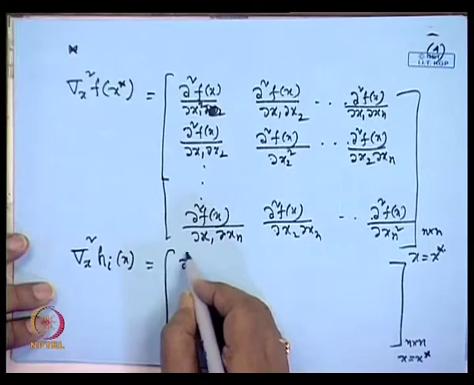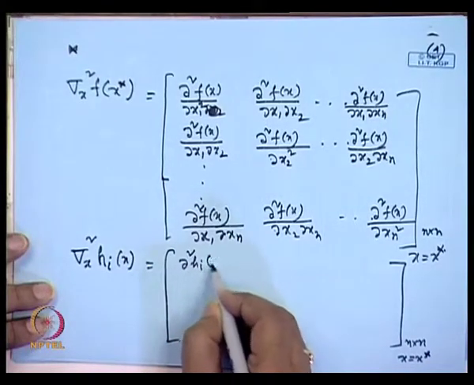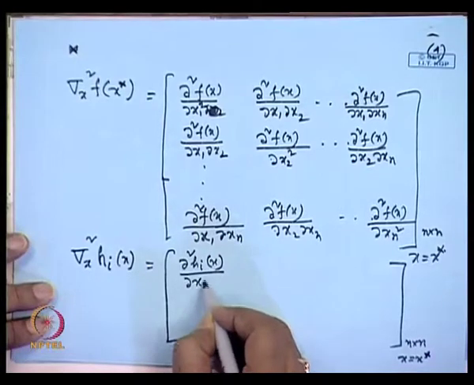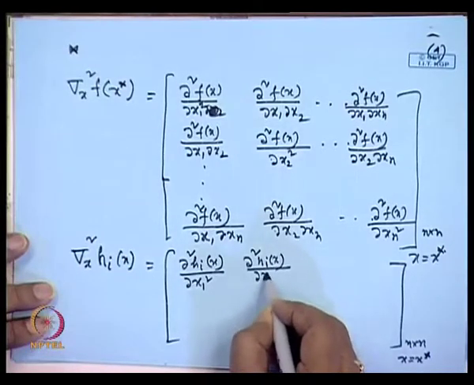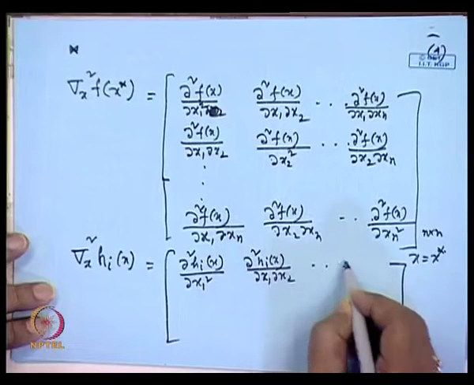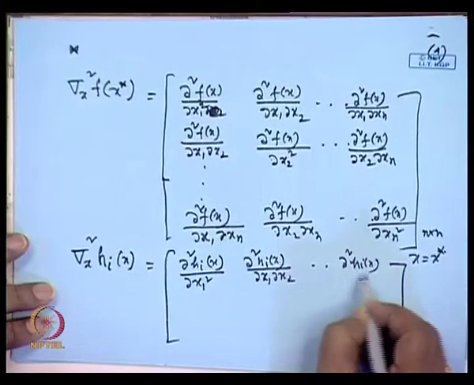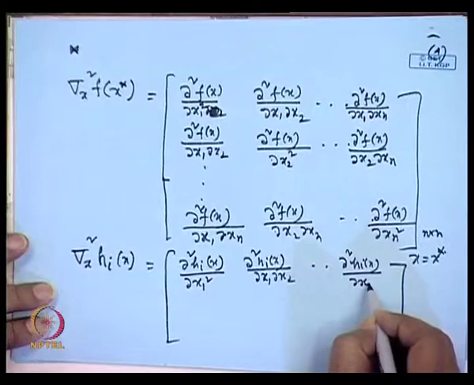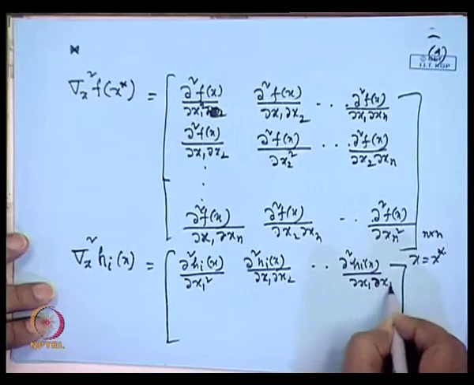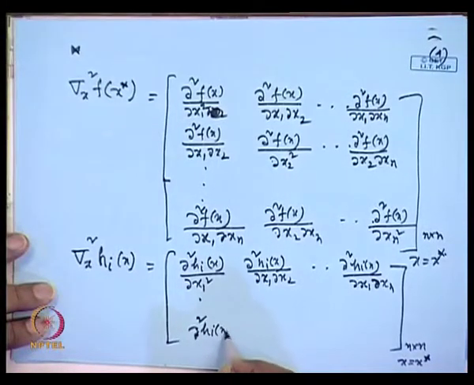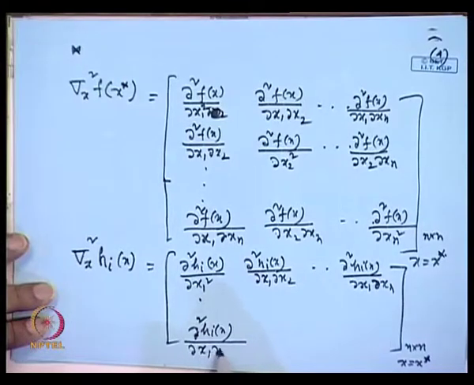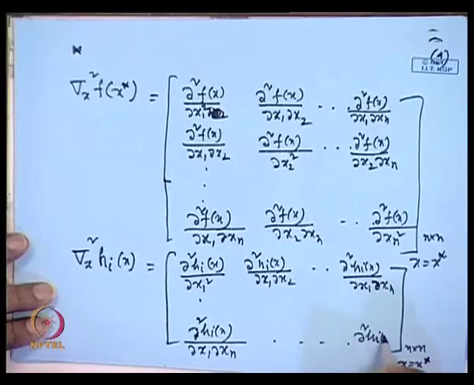I have just written it first for you: del square h i of x by del x 1 square, then del square h i by del x 1 del x 2, and in this way up to del square h i by del x 1 del x n, and the last one is del square h i of x by del x n square.